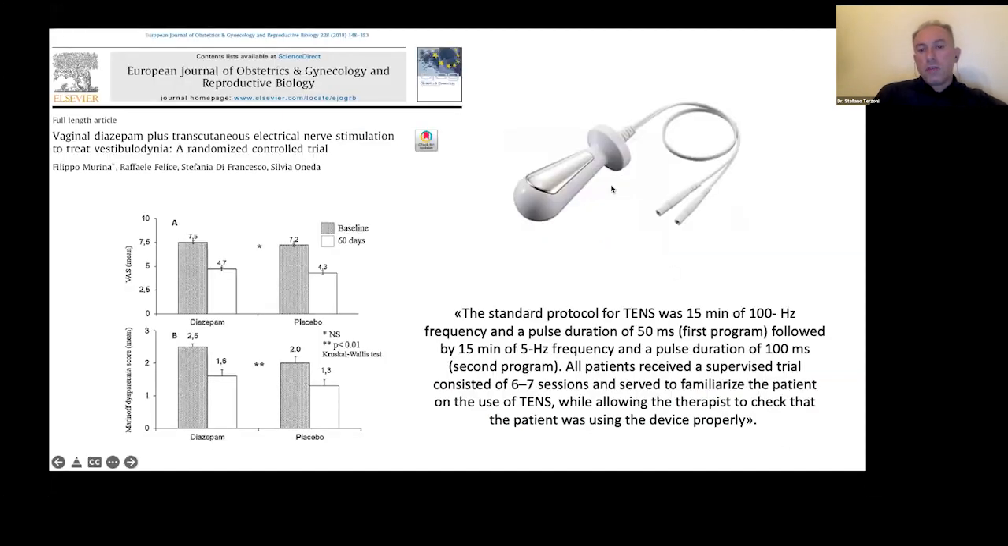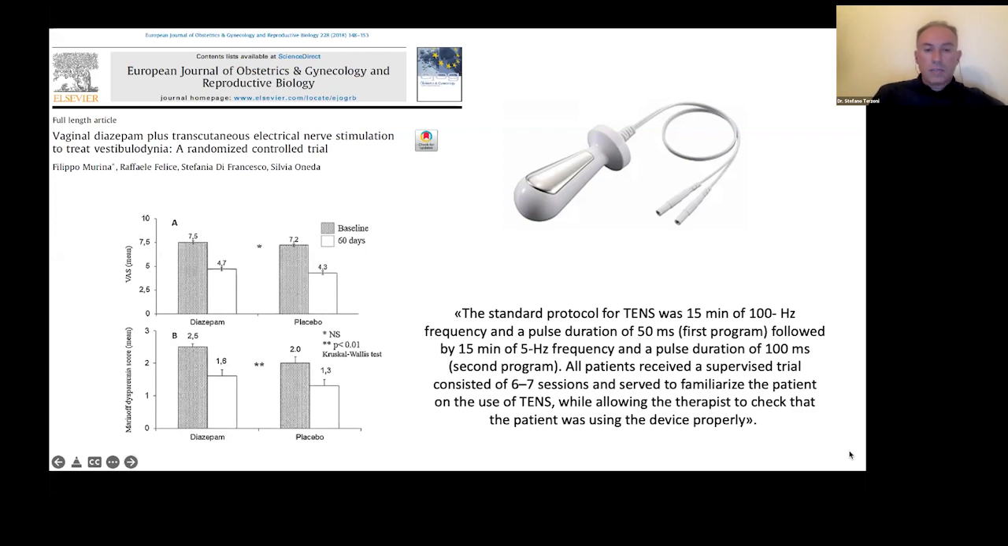This is the very well-known probe for electrical stimulation. We usually employ this technique for functional electrical stimulation, meaning that we use it for patients, both male and female, with a non-contracting pelvic floor, which means urinary incontinence. Can it be used for pain as well? Yes, definitely. This is one of the main papers on the use of this kind of stimulation for pain. Vaginal diazepam plus transcutaneous electrical nerve stimulation to treat vestibulodynia, a randomized controlled trial.